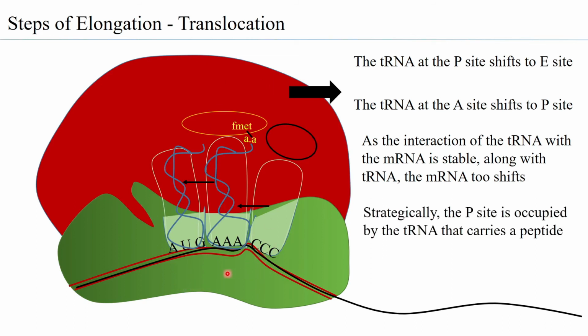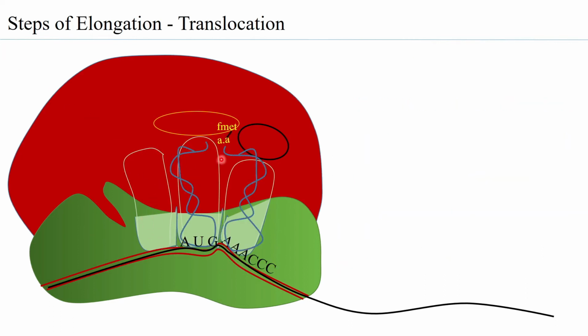And of course, strategically, therefore, now the P site carries the amino acid tRNA with the peptide. And that's why this site is called the peptidyl site. And of course, you have the A site again free for another amino acid tRNA to come and bind, corresponding to the next adjacent codon in the mRNA. And you have the tRNA from the E site moving away. That is why it is called the exit site. So now let us look at how this all happens.